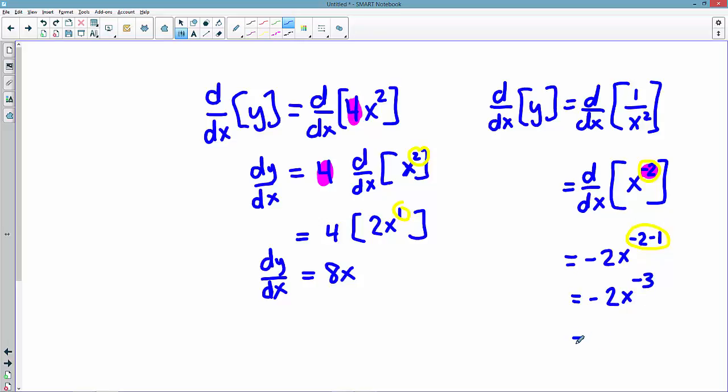Okay, now you can leave it like that, but of course, if you want to be a little fancy, we would do this. And that's the derivative. And I probably should put, just for short, y prime here.